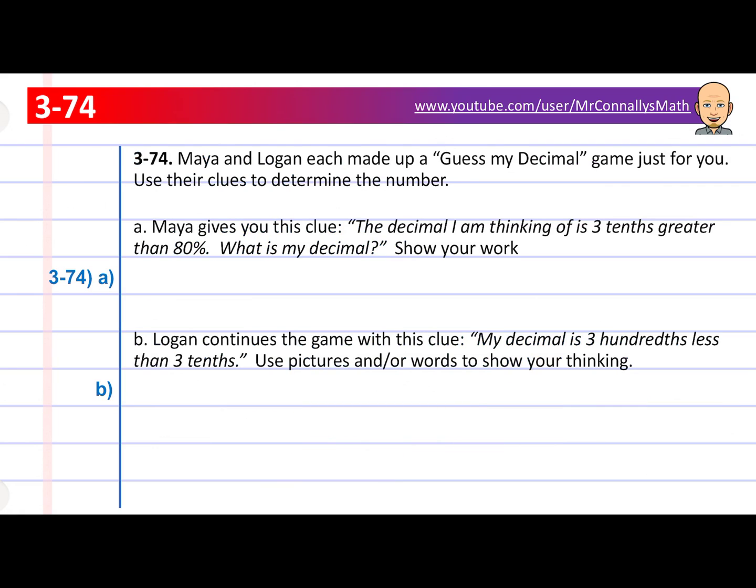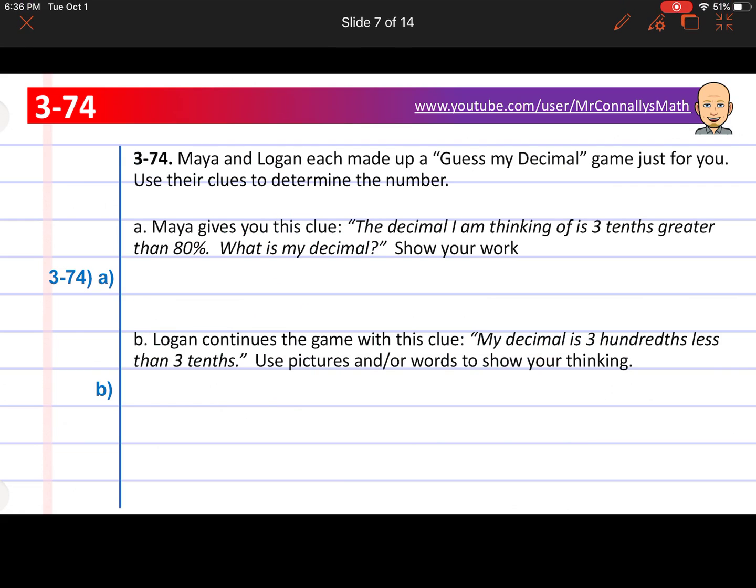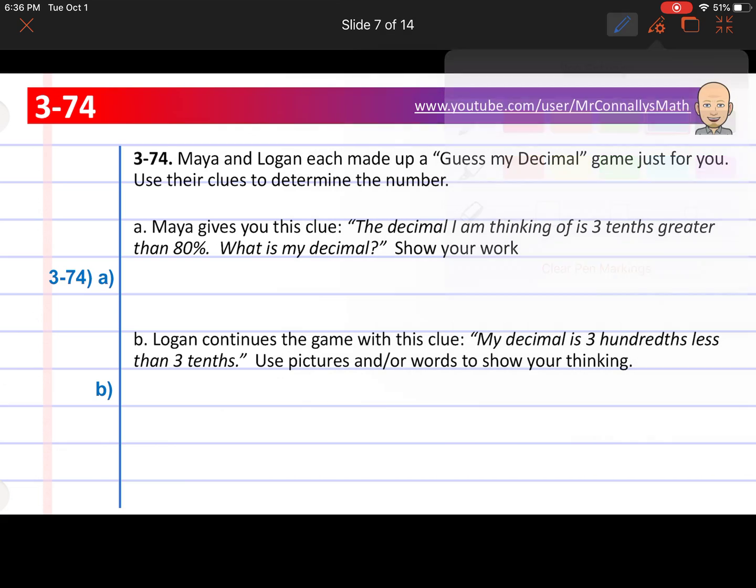Let's go to 74. Maya and Logan each made up a Guess My Decimal game just for you. That was so nice of them. Use their clues to determine the number. Maya gives you this clue. Well, the decimal I'm thinking of is 3/10 greater than 80%. What is my decimal? Show your work. Oh, that's kind of harsh. Okay, we'll show our work.